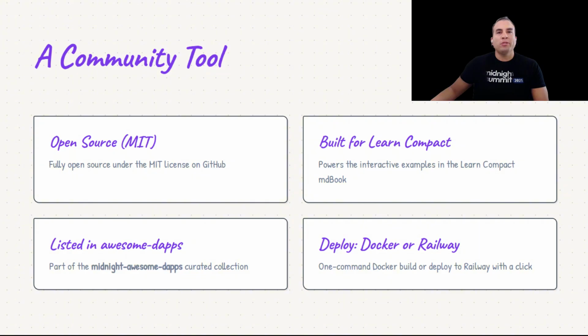This is an open source community tool, MIT license. It was built specifically to power the interactive examples in the Learn Compact book. That's the mdBook-based tutorial for learning the Compact language. It is listed in the Midnight Awesome dApps collection alongside other community tools. And you can deploy it yourself, either with Docker for your own infrastructure or directly to Railway with a couple of clicks. All right, that's the overview.